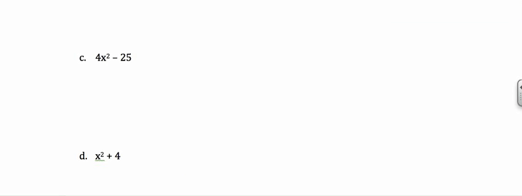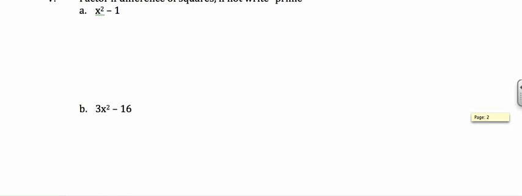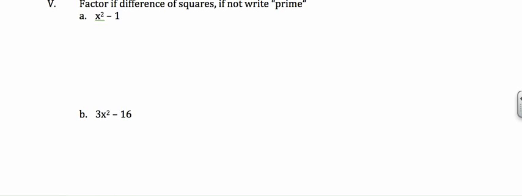The reason the other one is prime is because 3 is not a perfect square. Think about it this way. If you're going to have two of the same binomial being multiplied together to get this, what is that first term going to be? What two of the same thing could you multiply together to get 3x squared? Well, there's really nothing you can. So that one's not going to work.